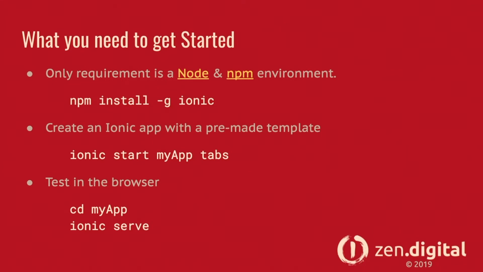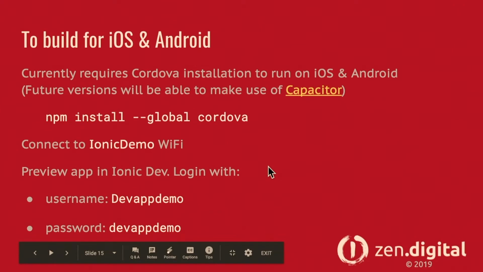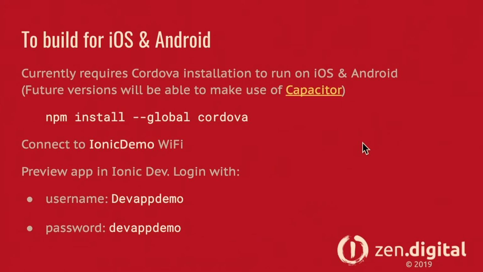This will actually run a web server and open up a web browser and show your application running locally. So you can then start developing your application. If you want to build for iOS and Android, as I mentioned, it currently requires the Cordova installation. So if you wanted to do that, you'd need to install Cordova.